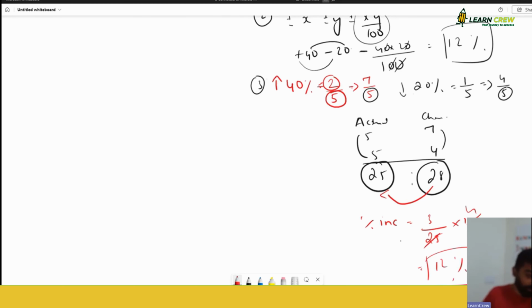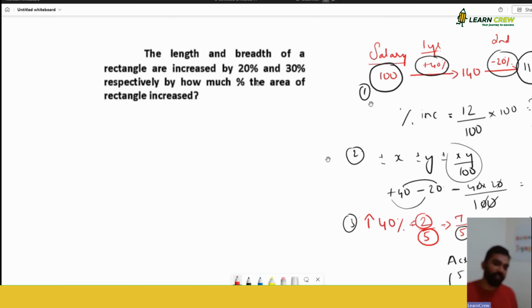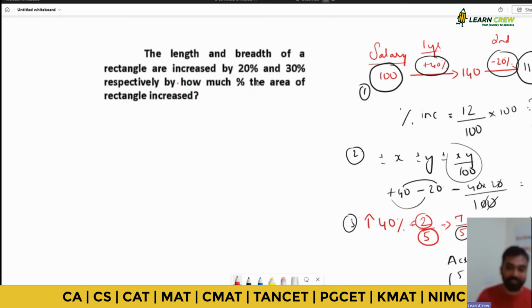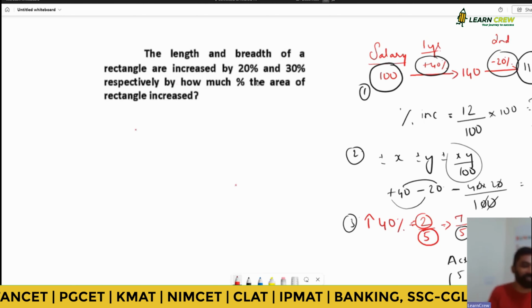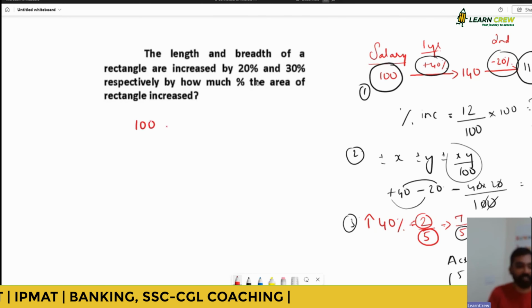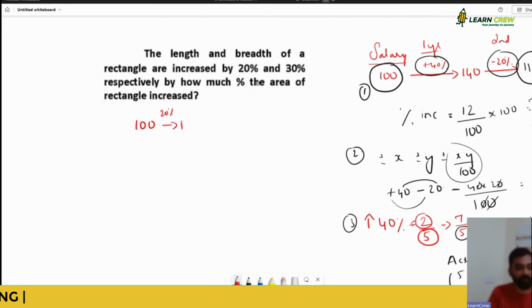Okay, same way. Now here you can use the basic thing itself and you can find out the answer. 56. 56 or 36? 36. How you got 36? Okay. So imagine let our salary be equal to 100. It is increased by how much? 20%. So it is going to be 120. Yes or no?